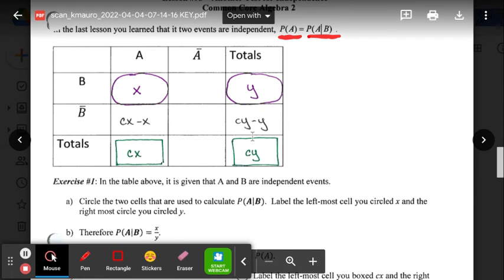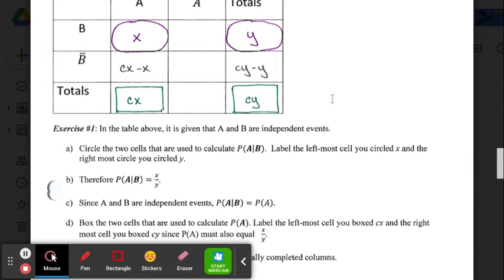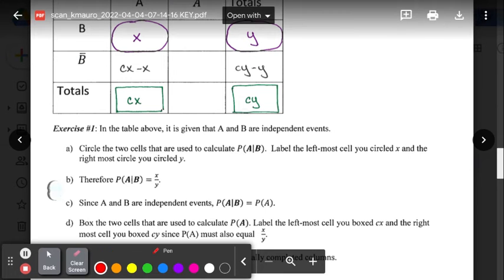So this is supposed to be blank, but I'll explain what I did here. So in exercise 1, it says in the table above, we already know A and B are independent. That's just a given. Kind of like in geometry, you had givens before you did proofs. So part A says circle the 2 cells that are used to calculate the probability of A given B. So remember given? That means that's where we're looking.